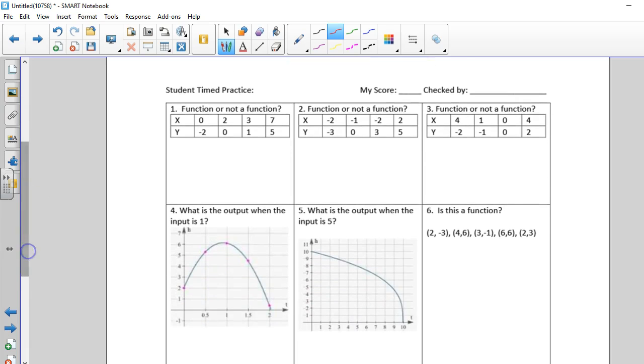For the timed practice, we had 6 problems, and we had to do different things for some of them. So let's take a look at number 1. It says function or not a function. Well, take a look at the inputs. Your domain or your input values or your x's, whatever you want to call them, are 0, 2, 3, 7. Since every one of those numbers is a different number, this is a function.